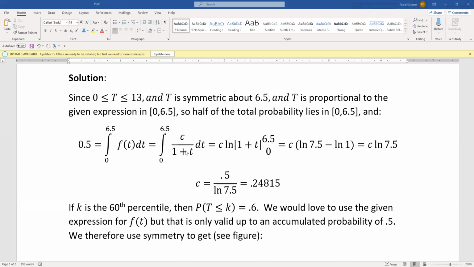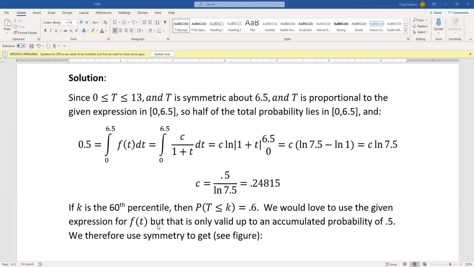in that range. Between 0 and 6.5, the accumulated probability is 0.5. So this expression is only valid as long as you're dealing with a cumulative probability of 0.5 or less. And this one is 0.6. So we can't put a 0.6 here and still use this expression.